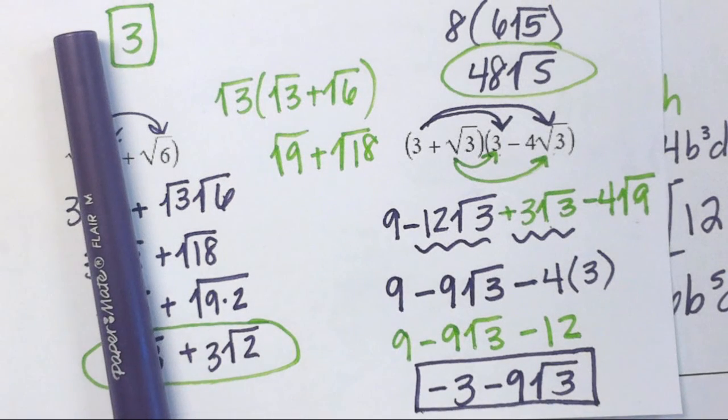Where did you get the negative 3 from? 9 minus 12 is negative 3. It was a negative 12.